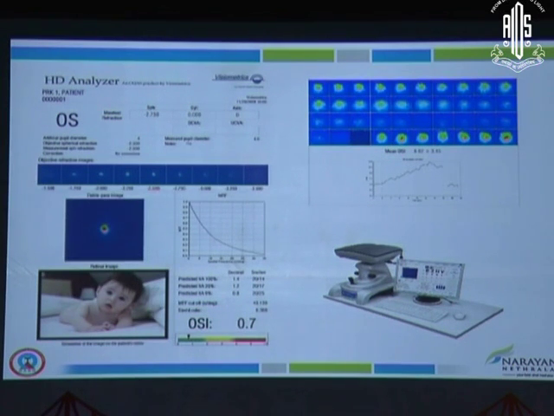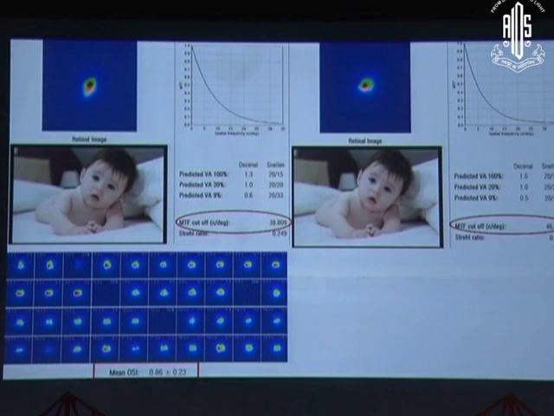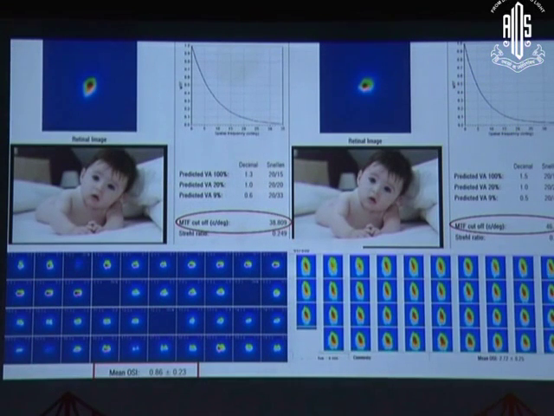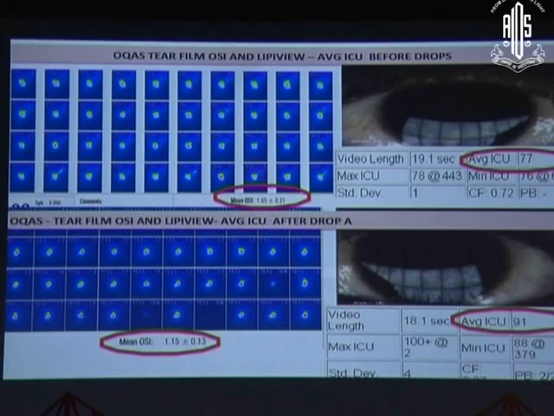This is called the OCAS, or the HT analyzer. What it basically does is it measures the tear film scatter, and it gives you the output in the form of point spread function. It also gives you the modulation transfer function. So if you put in a lubricating eye drop, or if you want to quantify how poorly the patient is seeing, it is very easy to explain this to a patient.